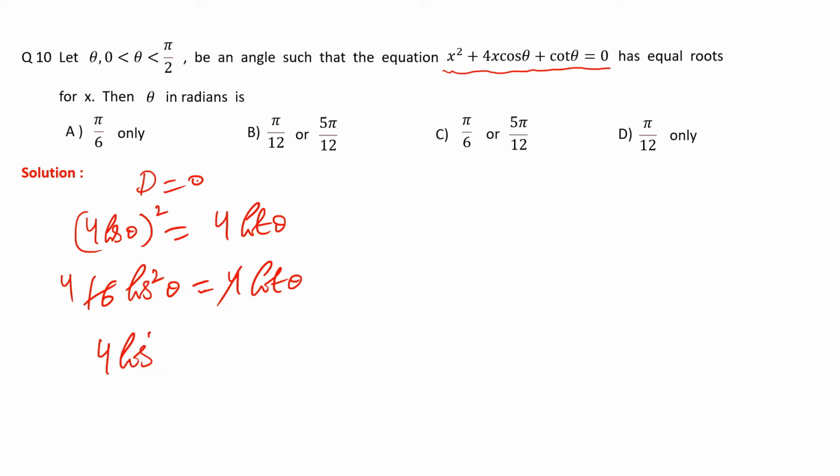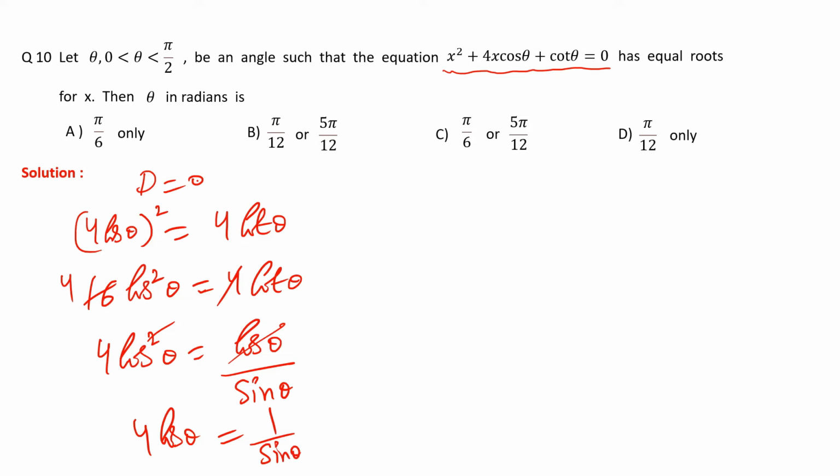Now we can write 4 cos square theta equal to cos theta upon sin theta, because cot theta is nothing but cos theta upon sin theta. And now students, since theta lies purely in the first quadrant, that means theta is greater than 0 less than pi by 2. So I can directly cancel cos theta on both the sides, because cos theta cannot be 0. So that means 4 cos theta becomes equal to 1 upon sin theta. Or when we cross multiply, we get 4 cos theta sin theta equal to 1.